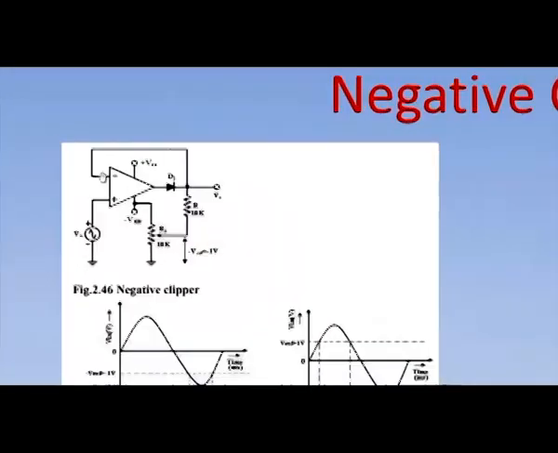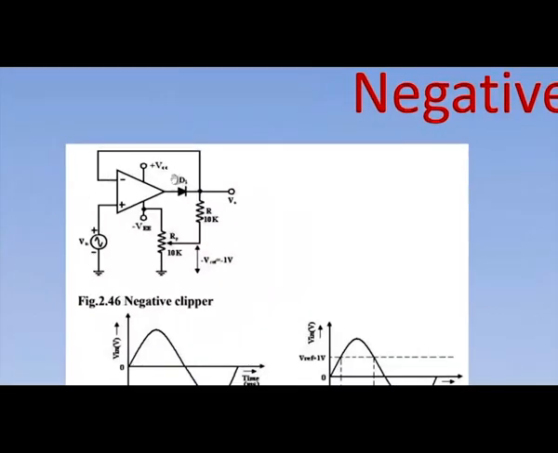Okay, how will you convert this positive clipper into a negative clipper? You have to just reverse the diode at the output of the circuit. In the previous case, the negative terminal of the diode is connected to the output of the operational amplifier. Now it is the positive terminal of the diode that is connected to the output of the operational amplifier. That is the only difference between the negative and the positive clipper.